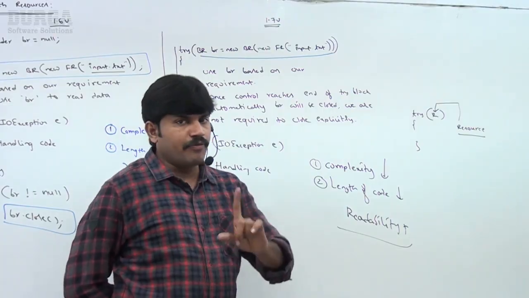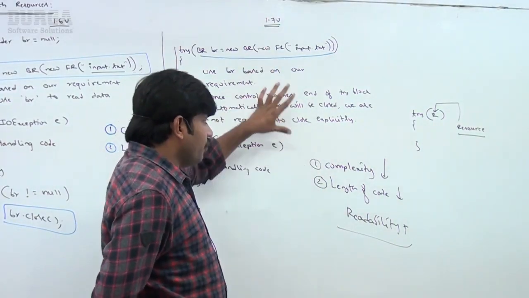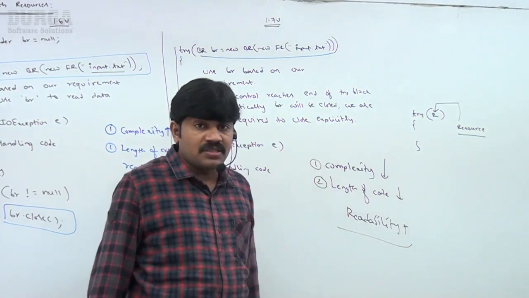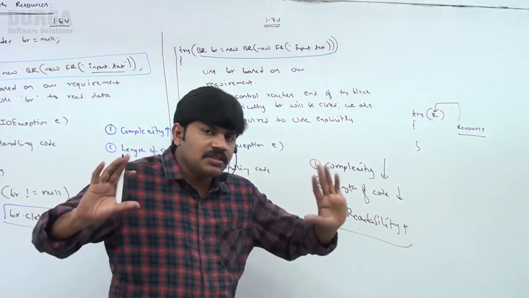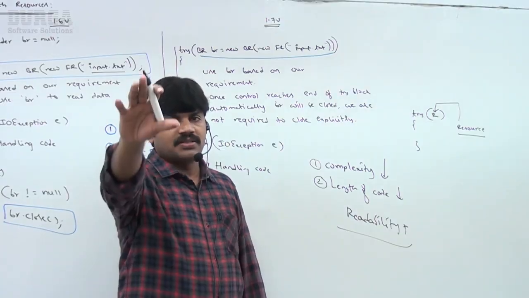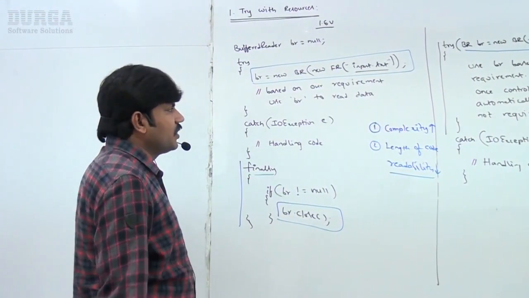Remember this. I hope everyone can understand, right? But n number of doubts you may have. Sir, what about these resources? Can I take multiple resources or not? Sir, somewhere I heard these are final. What does it mean? Multiple conclusions are there. Those things I will explain. But as of now, better to get a basic idea of what is the need of try-with-resources.